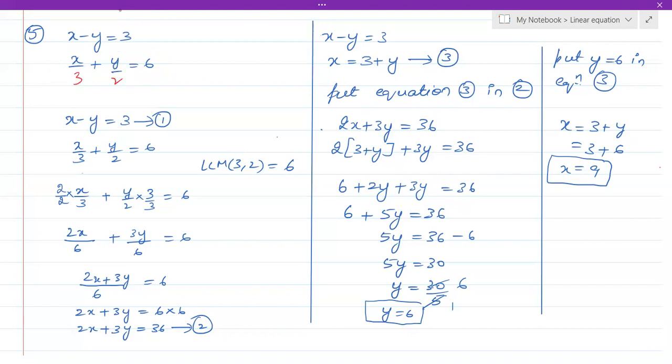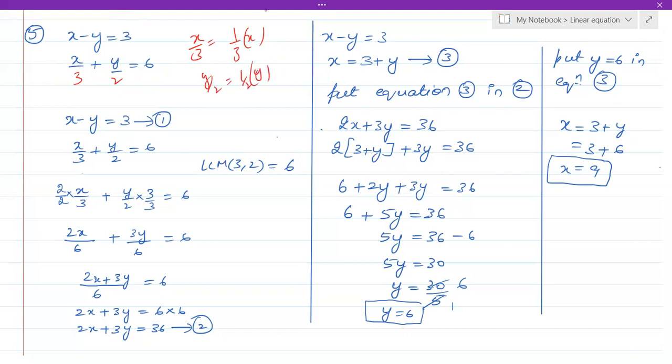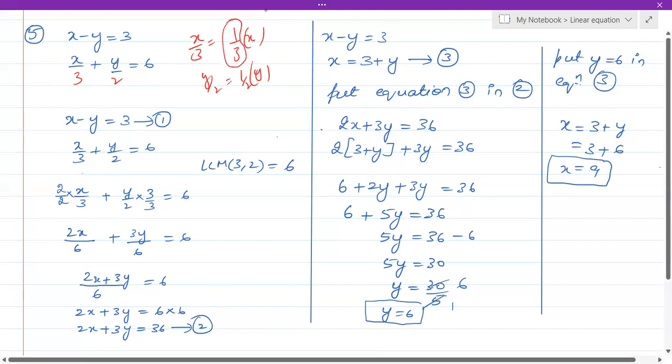Now how to solve this? Remember, this x by 3 can actually be written as 1 by 3 into x, isn't it? 1 into x is what? x, and 3 is in the denominator. So x by 3 can be written as 1 by 3 into x. Similarly, y by 2 can be written as 1 by 2 into y. So you can see that the coefficient of x here is a fraction. Similarly, the coefficient of y is a fraction, or I can say it is a rational number.